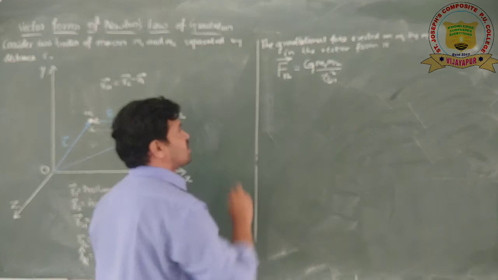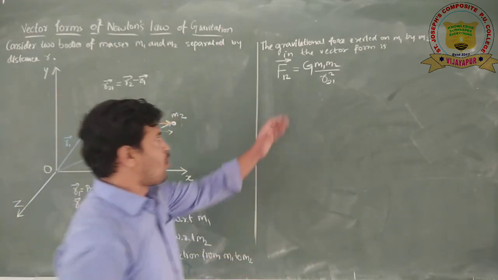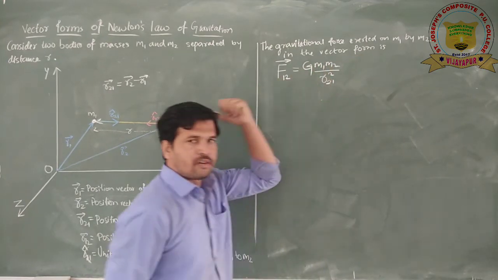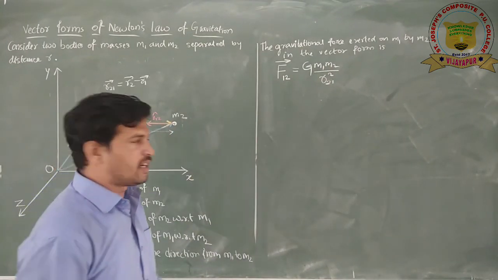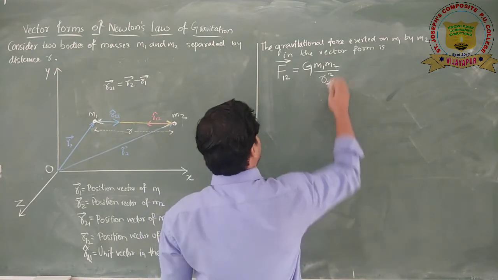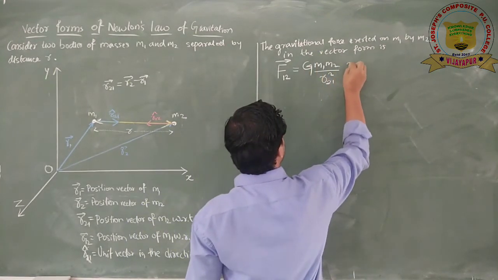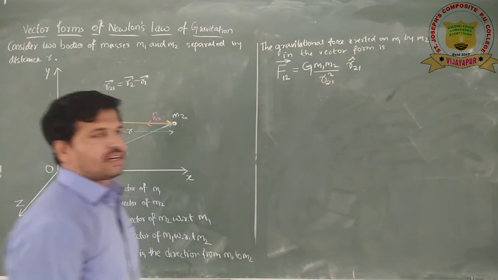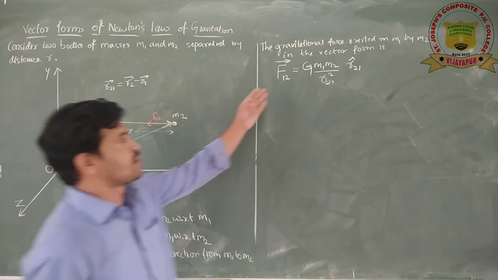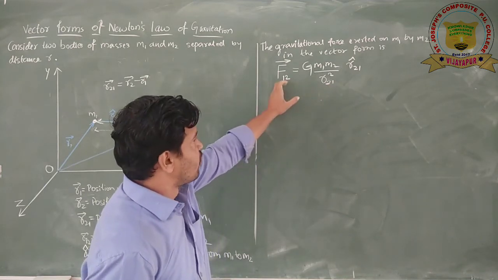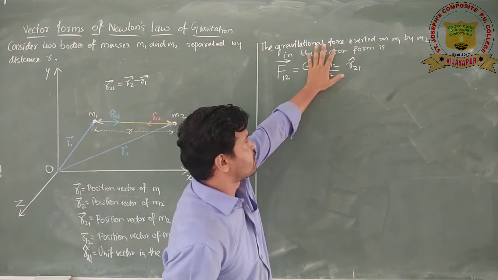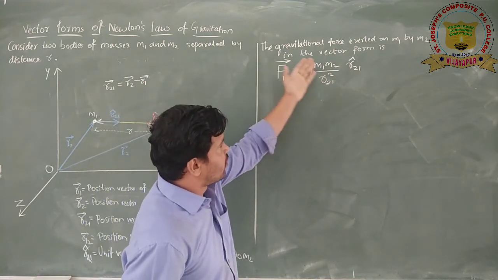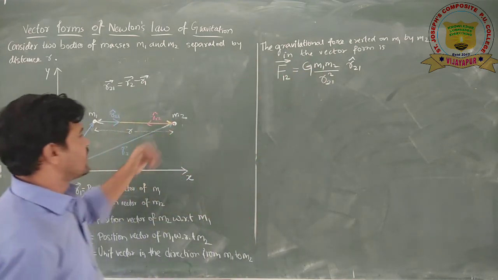But still this equation is not complete, because on the left hand side we have direction, but on the right hand side of the equation there is no direction. So let us give direction to this magnitude. That direction is given by this unit vector R21 cap. Now this equation is complete. So this force is equal to this much magnitude along with this direction. So this gives the gravitational force on m1 by m2.